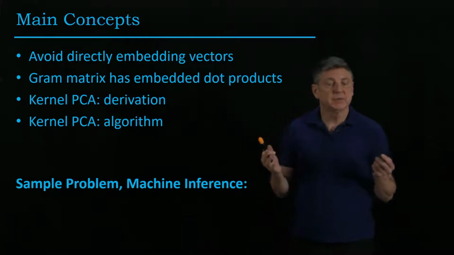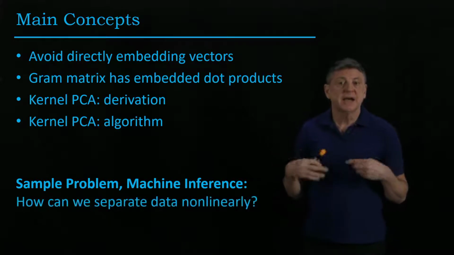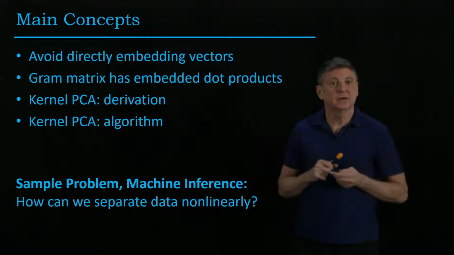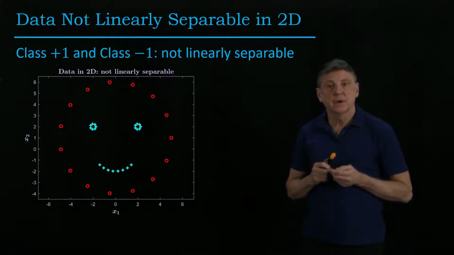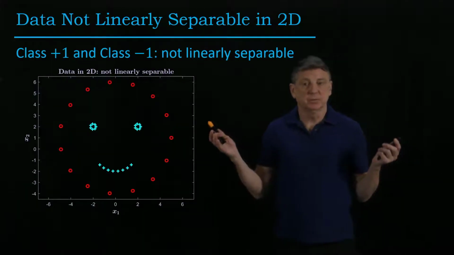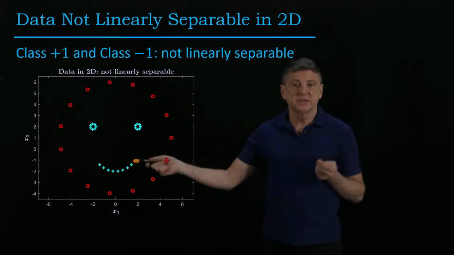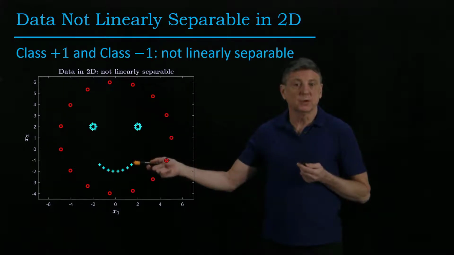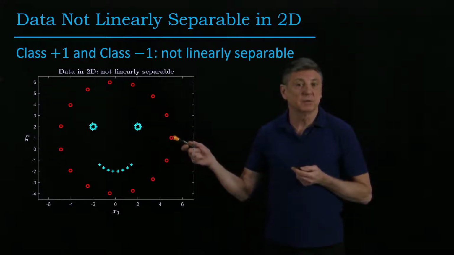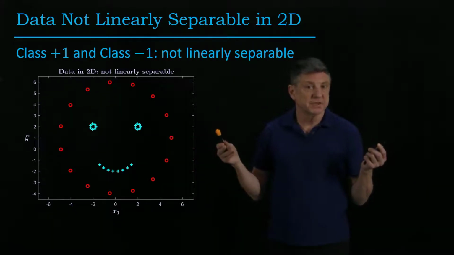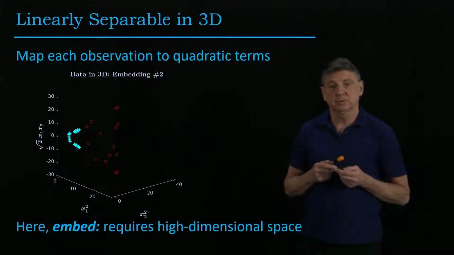One problem that we can keep in mind as we go through this lecture is how can we separate data that are nonlinear? What we can do, for example, with our data here is this is class +1 are the cyan plus marks, and class -1 are the red circles. These are visually separable, but they're not linearly separable.